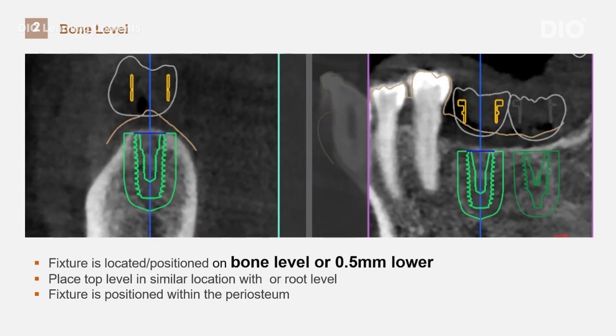Also, always try to situate the fixture within the periosteum, that is, in the cancellous bone. This is because there is more abundant supply of blood in the cancellous bone than in the compact bone. This means there are more osteoblasts in the cancellous bone, which can be substantially helpful in the secondary stability.